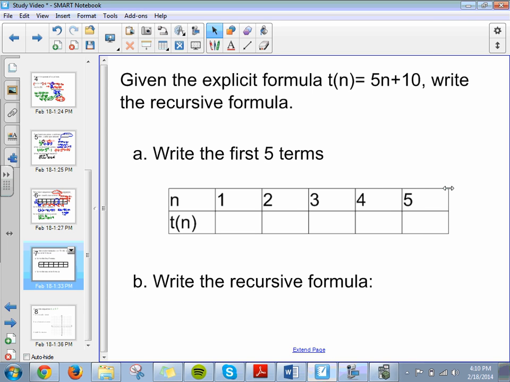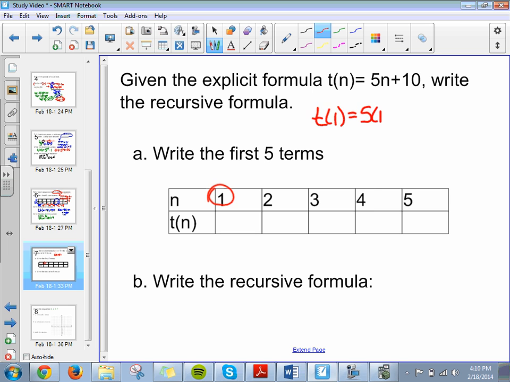All right. So this one, we're going to fill in that table by plugging in our values. So the first thing we're going to do is when it says that n is equal to 1, we can plug that in. So t of 1 is going to be equal to 5 times 1 plus 10, which we know is just 5 plus 10, or 15. So the first number we fill in is a 15.